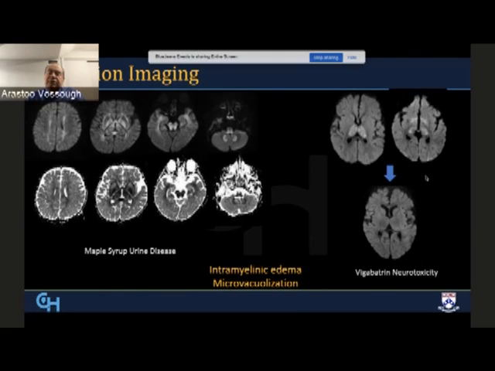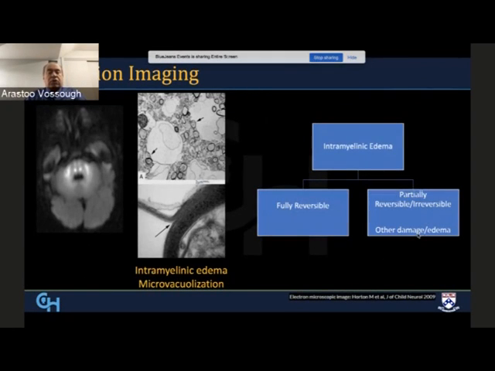This is another patient with infantile spasms who was put on vigabatrin, and we can see the changes as a result of this medication, which is also thought to be due to microvacuolization, and once the medication is stopped, it can reverse back to normal. This is an electron microscope image of the vacuolization that may be seen. This is an MSUD case. And so intramyelinic edema can be fully reversible, not always. If it's associated with other damage, it may not be fully reversible or may be irreversible.